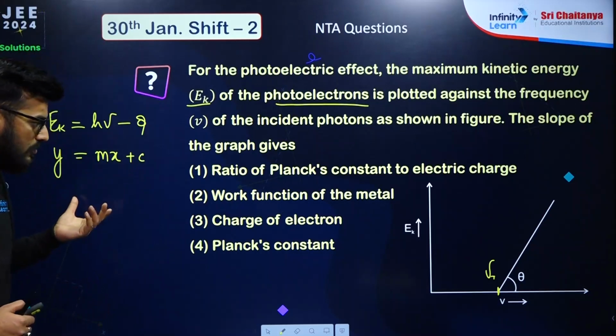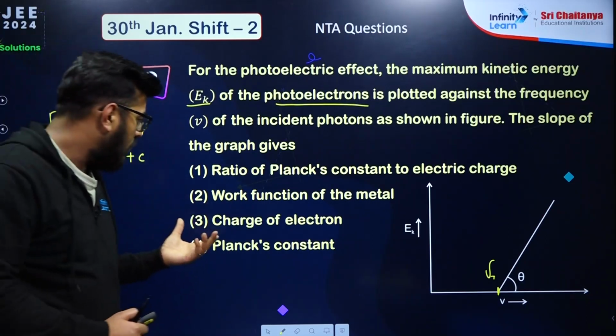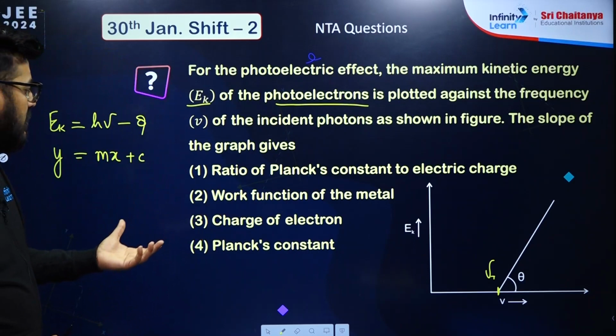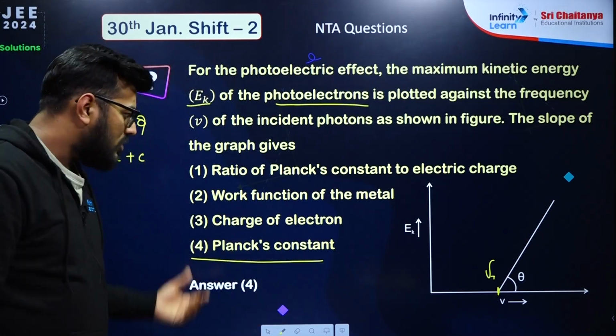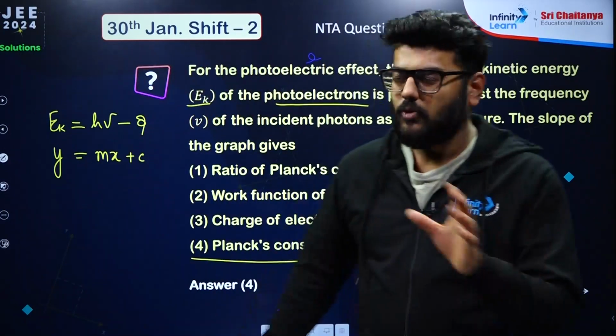So I hope this pointer is crystal clear to all of you. And obviously, what is the slope going to give you? The answer is option number 4, that is Planck's constant. So this was also an easy question if you know the photoelectric effect.